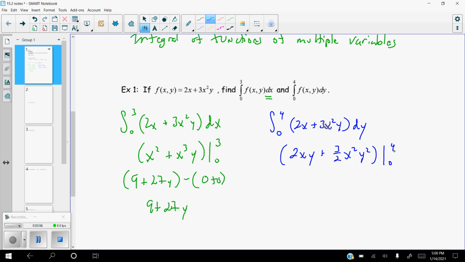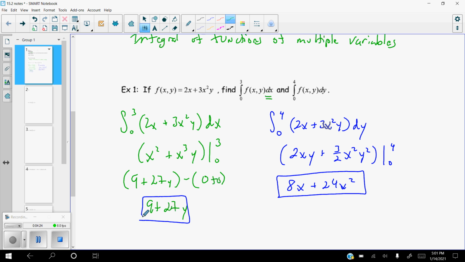And again, the biggest thing is, remember, you're plugging these in for y. So if I plug the 4 in for y, we're going to get 8x. Let's see, 4 squared is 16. 16 times 3/2 is going to be 24x squared. And then if I plug 0 in for y, we get nothing, so that's it. So there you go. There are integrals there of multiple variable functions.